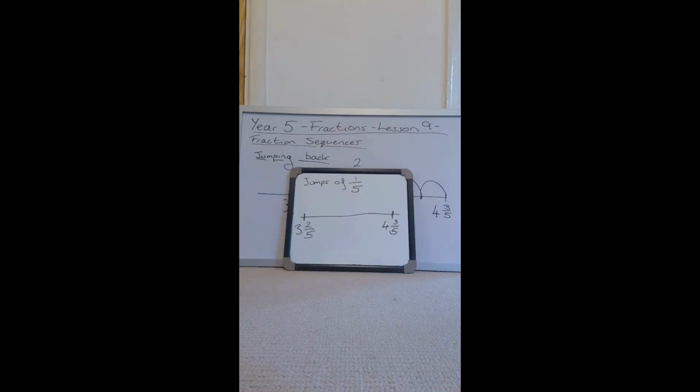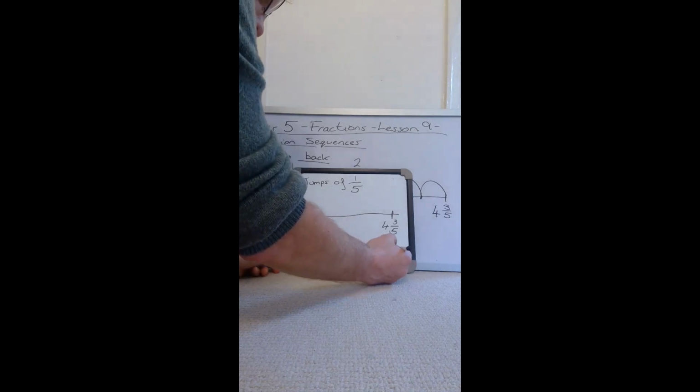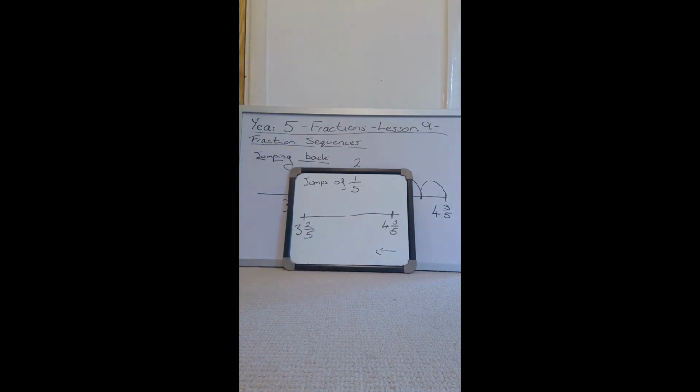For your next independent task, I'd like you to solve this problem, counting backwards in jumps of 1/5, starting at 4 and 3/5 until eventually you reach 3 and 2/5. Pause the video here.